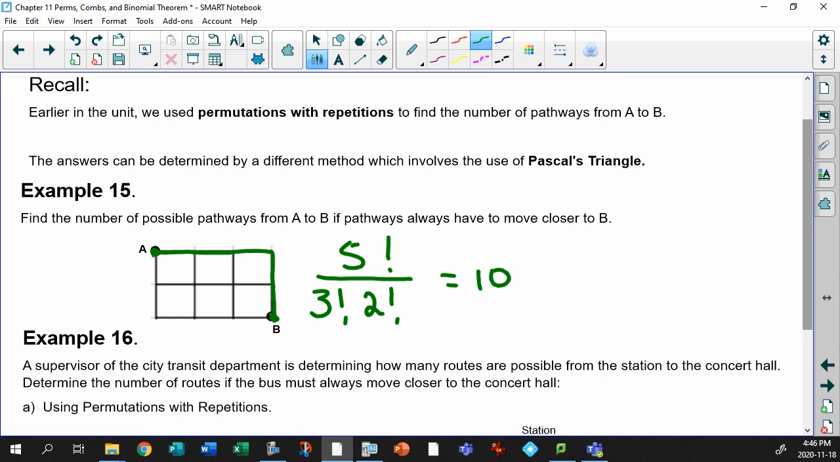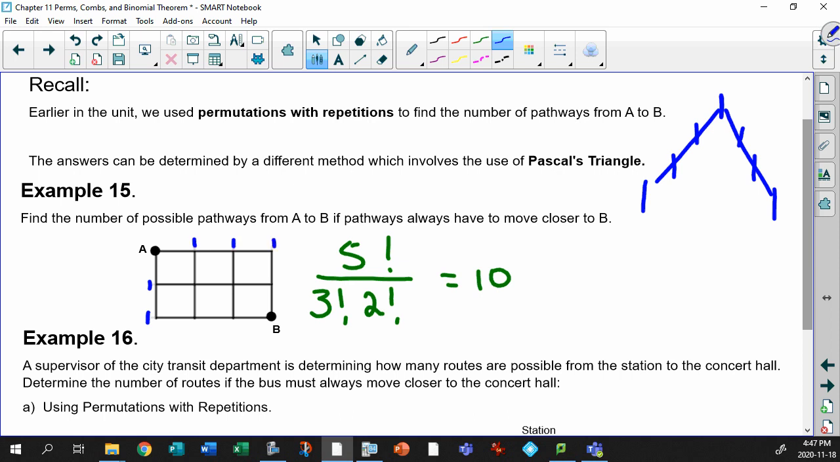But I'm wondering, can we use Pascal's triangle in this? Can we actually look at this in terms of Pascal's triangle and get the same thing? Yes, we can. Remember, when we're dealing with Pascal's triangle, we start at 1, and all of the values all the way down are always 1s on the sides. Well, same thing goes with this. Look, that's a 1, that's a 1, that's a 1, that's a 1, that's a 1.